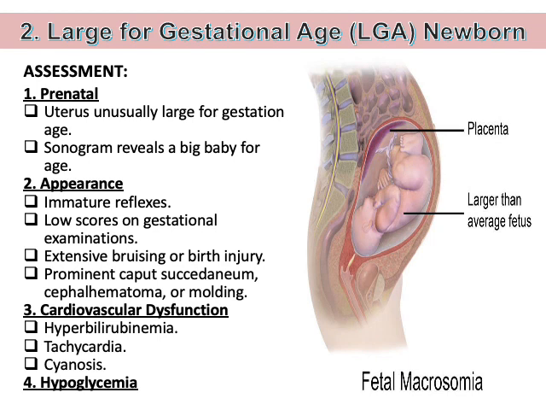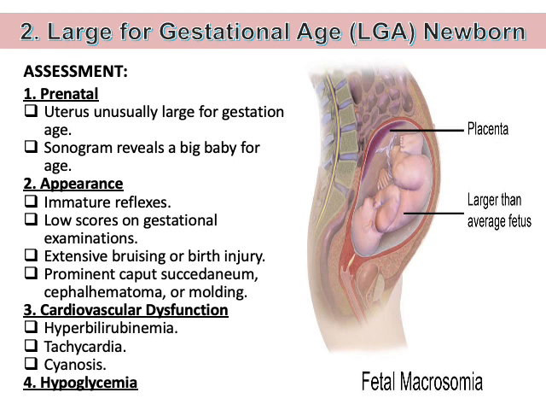With these appearances, especially the immature reflexes and low scores on gestational exams, we can see that it is also seen in a preterm newborn. So, the same care can be given as with that of an LGA. Third is cardiovascular dysfunction. LGAs also have a higher risk for hyperbilirubinemia.